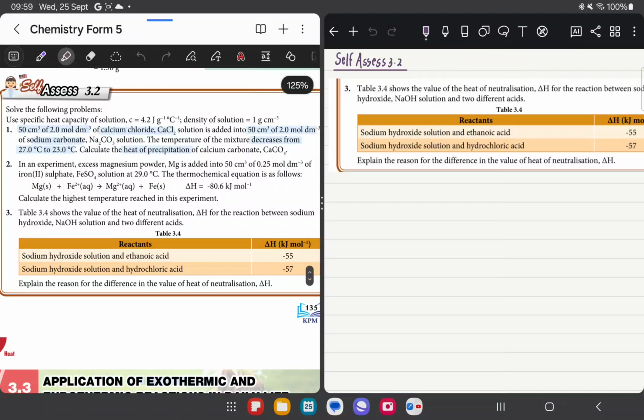Okay, the table shows the value of heat of neutralization, delta H, of the reaction between sodium hydroxide, which is a type of strong alkali that you learn in your syllabus, and two different acids. I already told my students, like Iman, that sodium hydroxide and potassium hydroxide are the two most famous strong alkalis that we use in our syllabus.